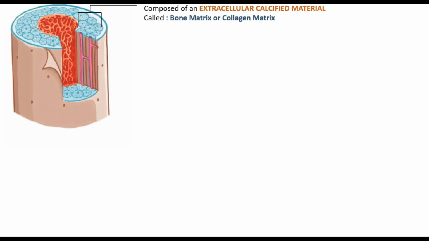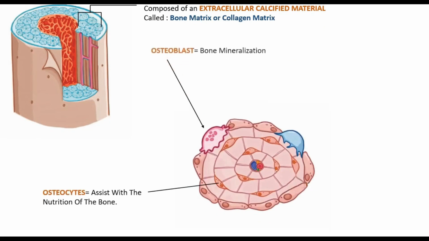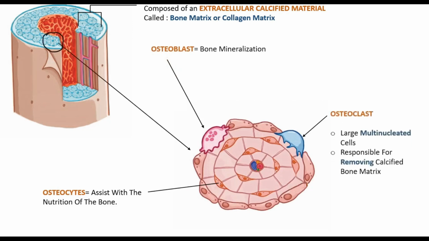Additionally, it has three different cell types: osteocytes, osteoblasts, and osteoclasts. The bone is nourished by osteocytes, which are situated in the spaces, or lacunae, between the layers of the bone matrix. Osteoblasts are primarily located on the surface of bones, although they can also be found inside the actual bone matrix. They are in charge of creating the bone matrix and controlling how it is mineralized.